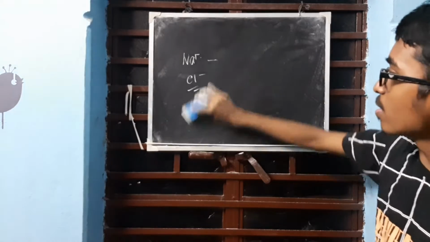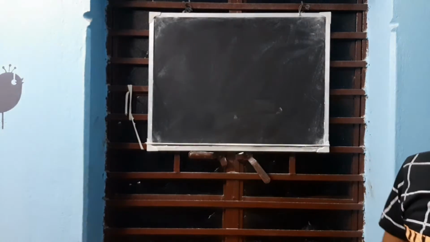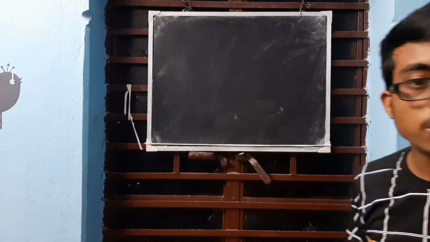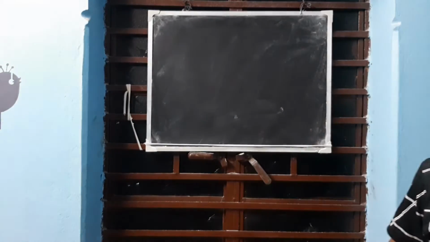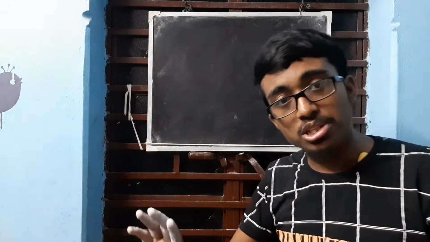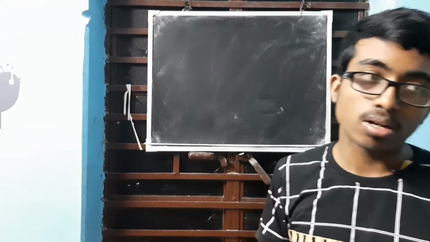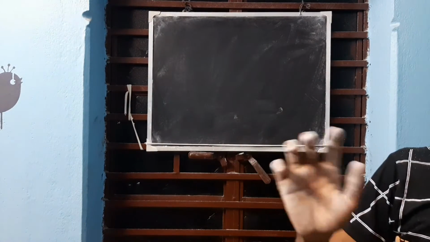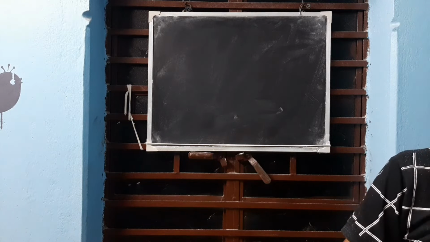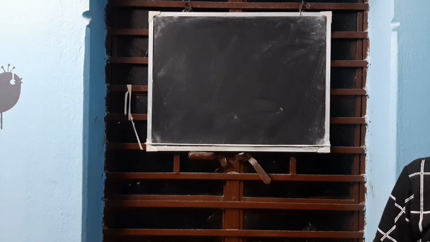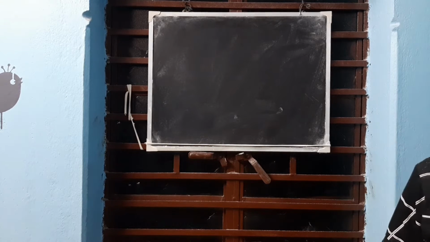Okay, I am just telling that sodium will go to cathode, chlorine will go to anode. Okay. Now the next thing is ions. Ion definition you know: one atom or a group of atoms which carries a positive or negative charge is called an ion. Clear?